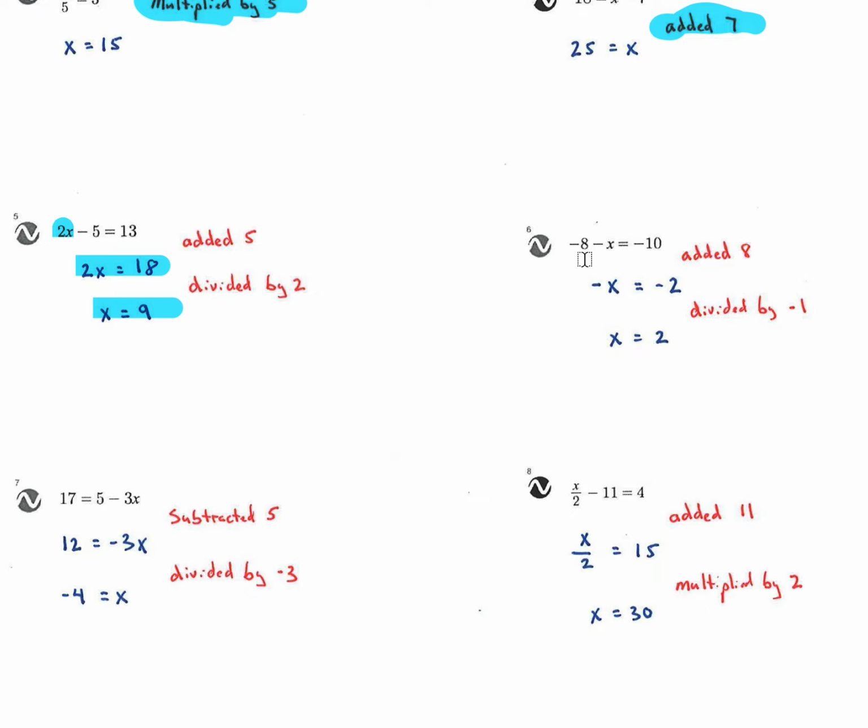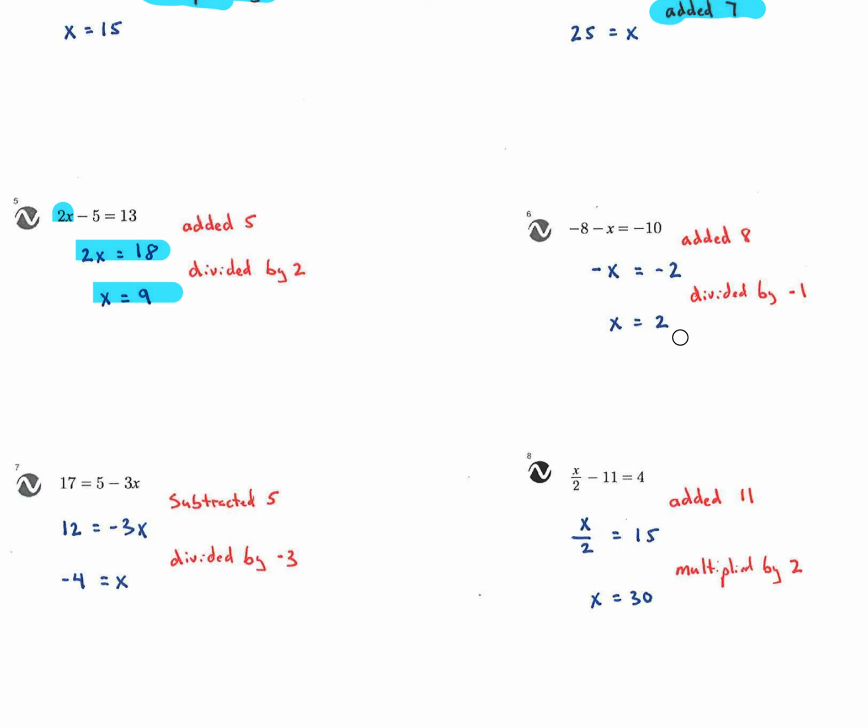I got rid of the negative 8 by adding 8 to both sides. If I add 8 to both sides, I'm left with negative x equals negative 2. And since they're both negative, I can either multiply or divide by negative 1. And you get a negative divided by a negative, which is a positive, and a negative divided by a negative, which is a positive. Either way, I get x equals 2.